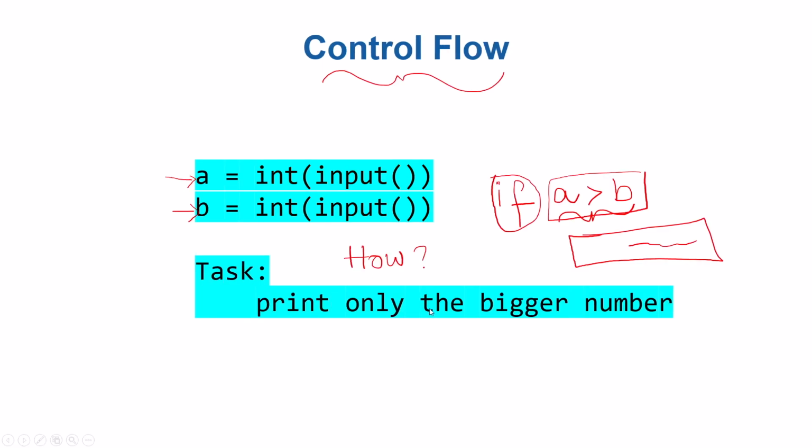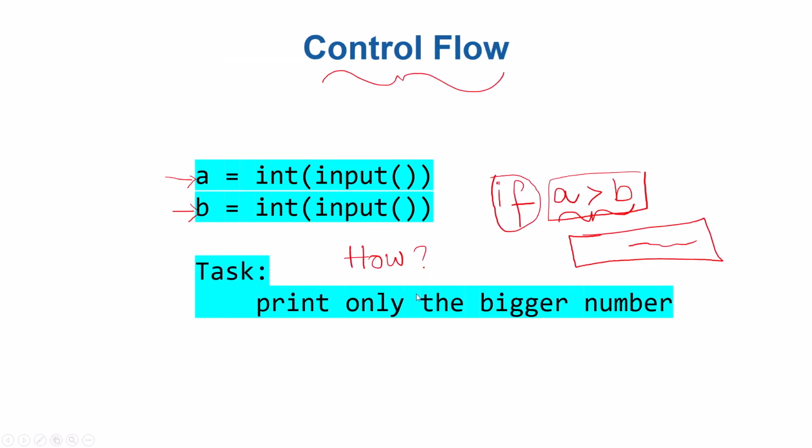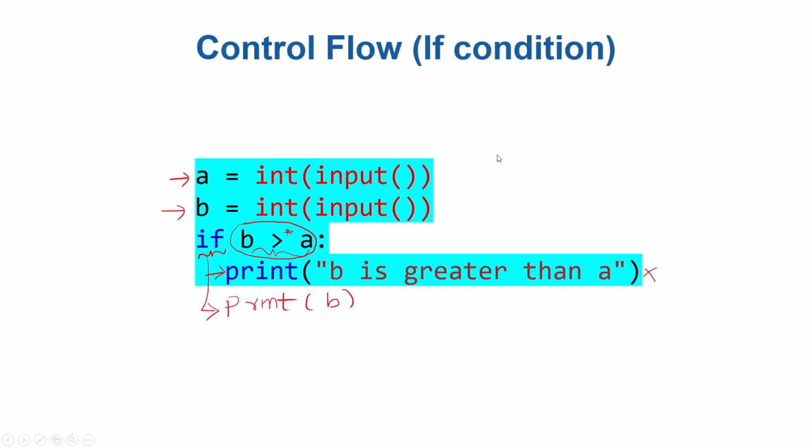We are going to print only the bigger number. We have printed the one that is, if A is bigger, we have printed that. What if B is bigger? We have not solved the task yet. So how to do it?